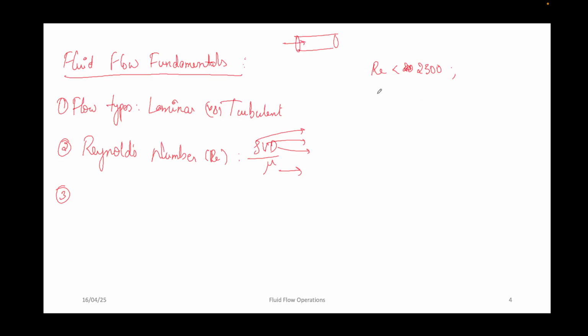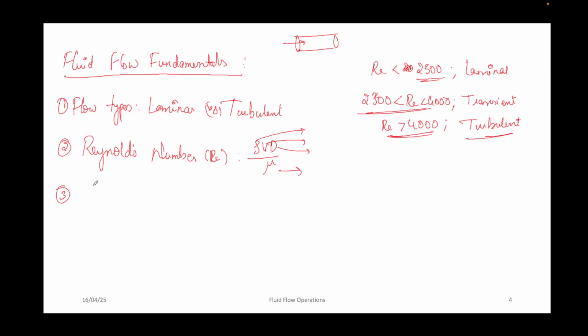If Re is less than 2300, what would be the nature of the flow? It will be laminar flow. If it is between 2300 and 4000, it will be transient. And if it is greater than 4000, it will be turbulent flow, right?